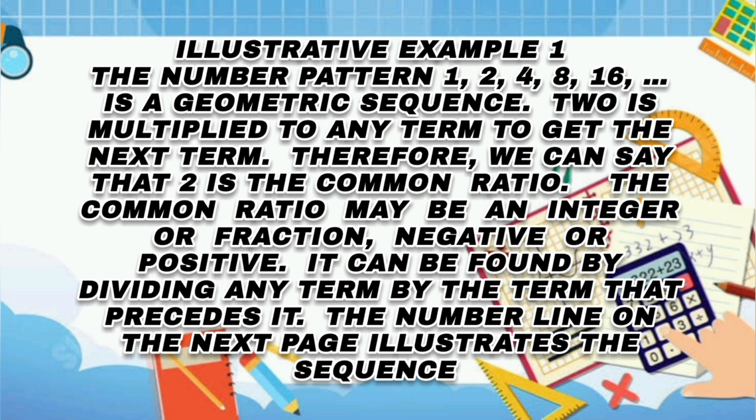The common ratio may be an integer or fraction, negative or positive. It can be found by dividing any term by the term that precedes it. The number line on the next page illustrates the sequence.